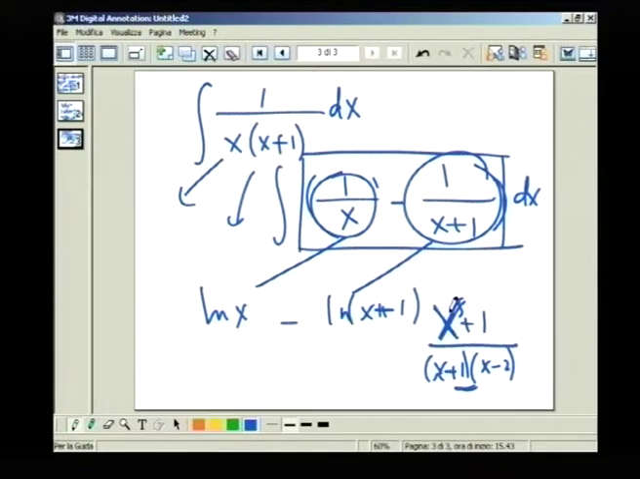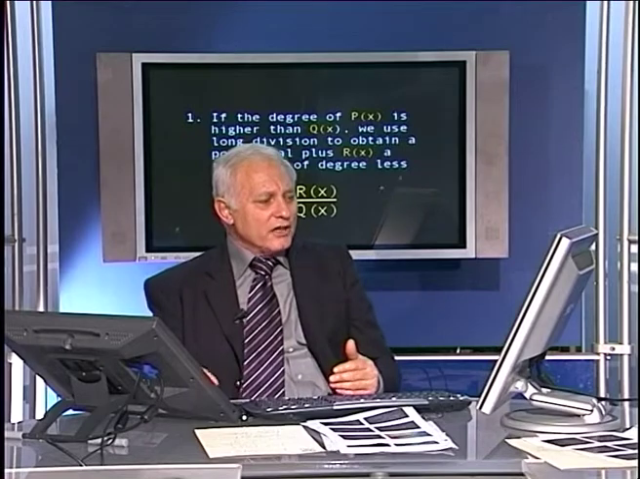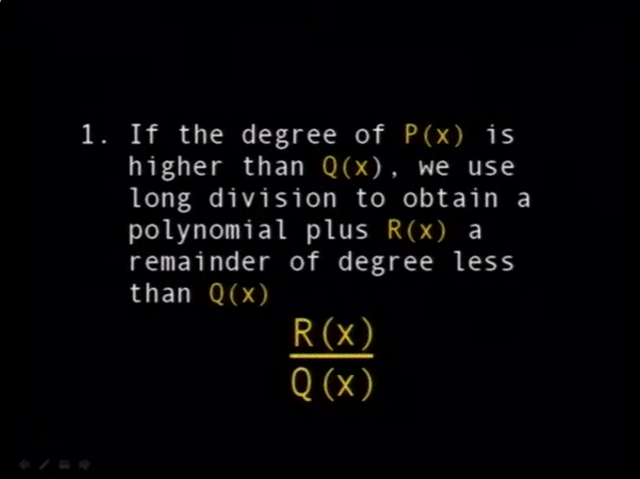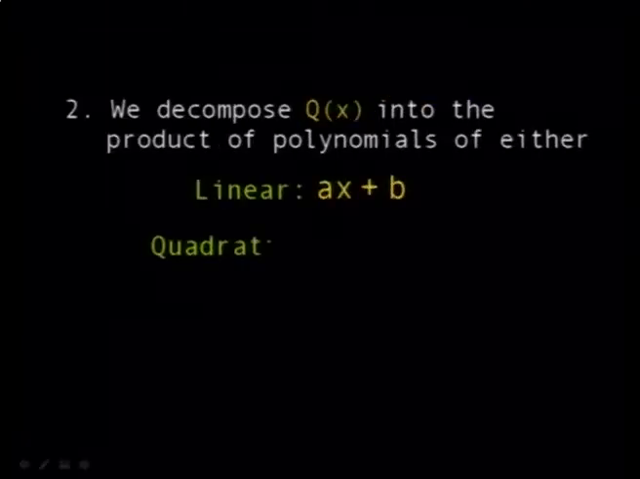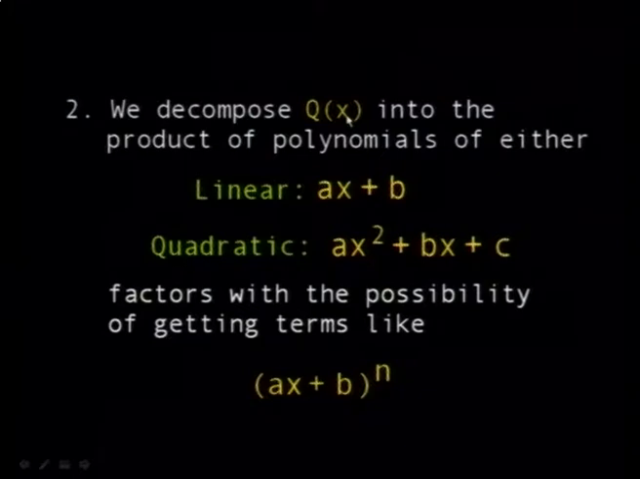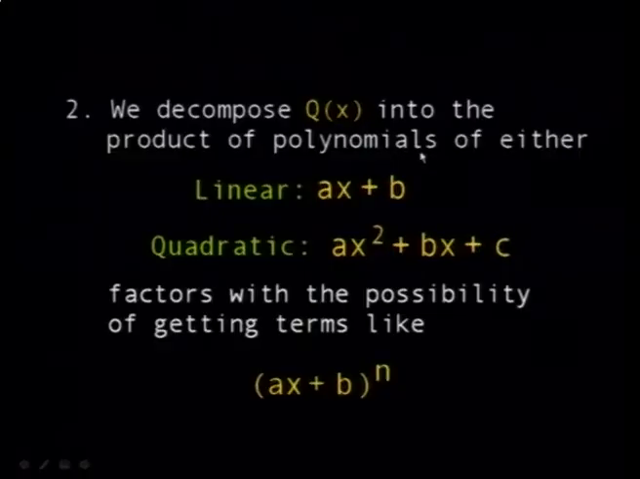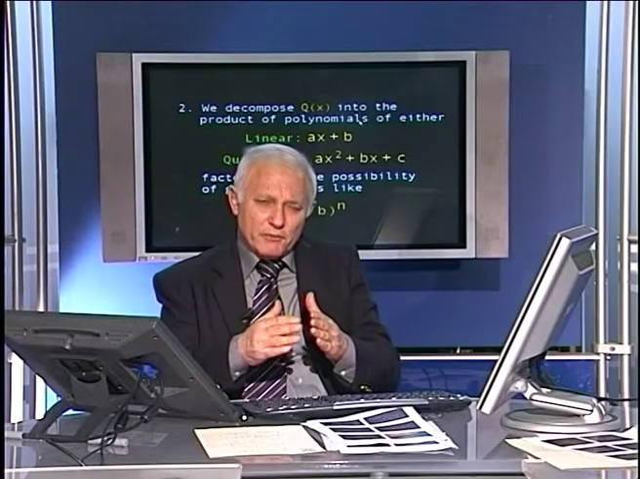But if you have degree 2 or 3, then you have to reduce the degree by first dividing the numerator by the denominator in order to obtain a remainder in which the numerator is less in degree than the degree of the denominator. So after that, we decompose the denominator of the remainder, of course, or of your original function, which is a rational function. You decompose it into many polynomials, but each of them is of lower degree.